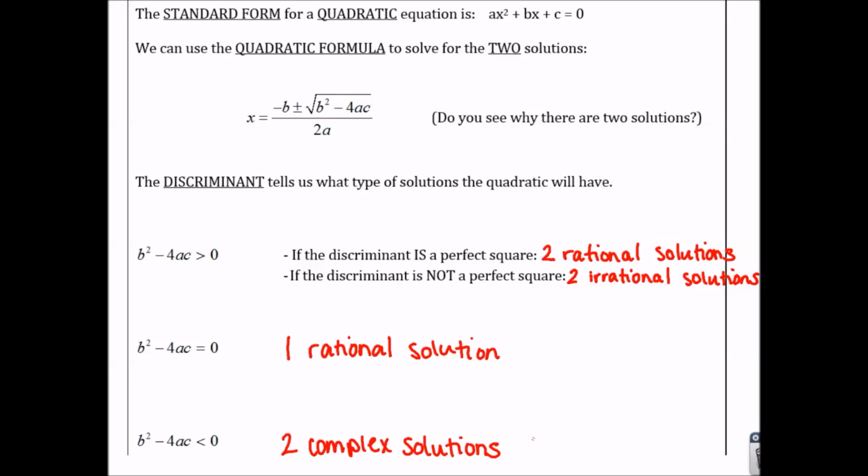So use this to help you double check your math. If you get a discriminant that's negative, you know you should have two complex solutions. If you don't have two complex solutions at the end of all of your math, then you made a mistake somewhere. So let's try a few examples.